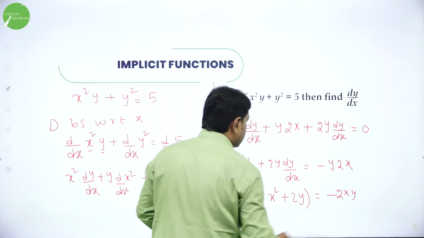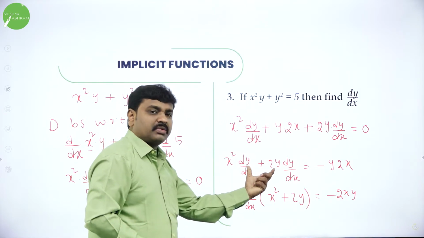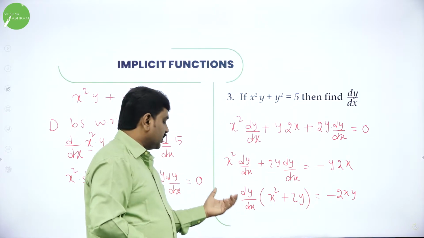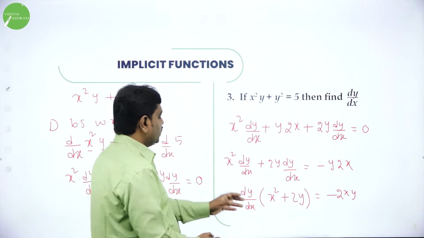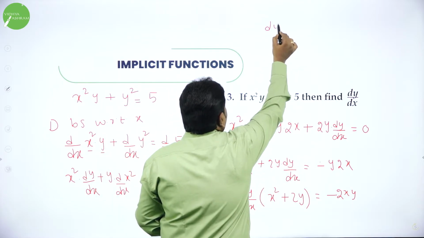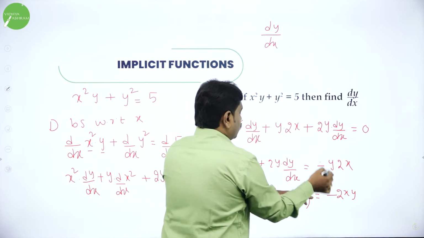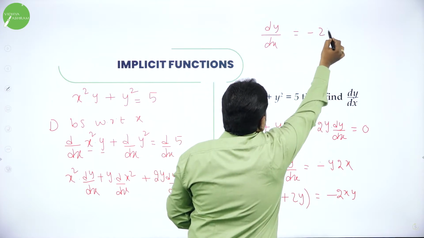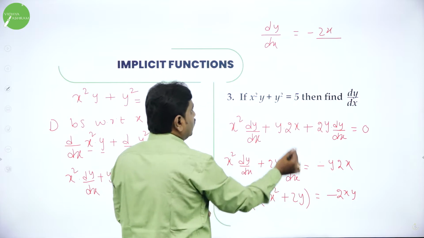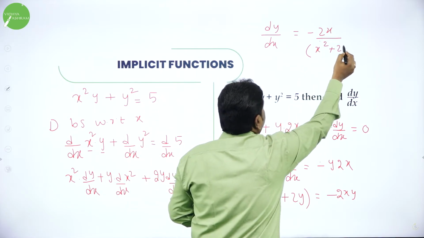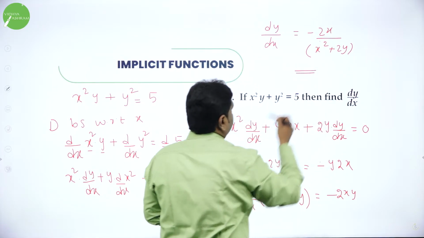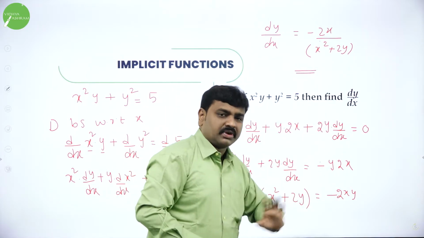I am rearranging. Now in these two, take dy by dx and make it the subject. Now transfer this product to RHS. So final step, dy by dx is equal to, on the RHS we have minus 2xy, divided by this, into goes to the RHS, it will become divided by x square plus 2y. This is the final answer. Into transfer the side, it will become divided by.